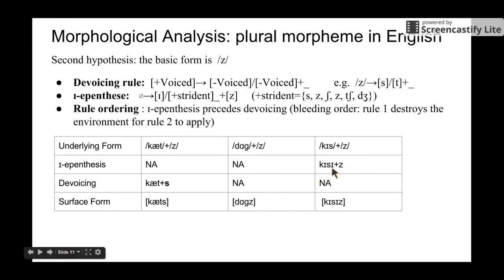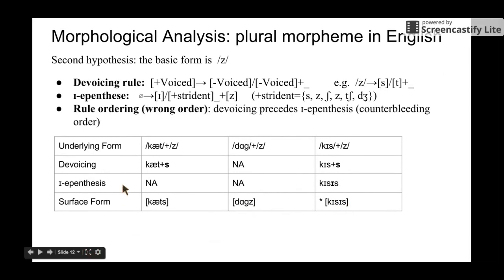And here the inserted vowel is a voiced sound. It is not the right environment for the devoicing rule to apply because this is a plus voiced sound. We need a minus voiced sound. So again, it's not applicable. And then we have the final output. Everything is good, right?